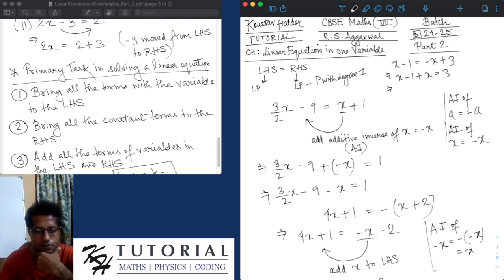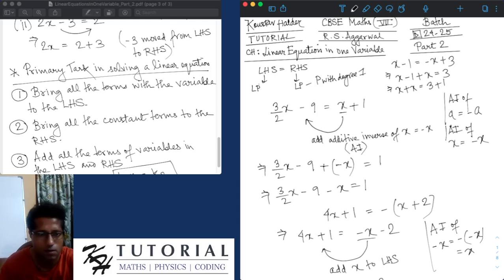Next, it says bring all the constant terms to the RHS. Either one or both sides will have some constant terms. You bring all the constant terms to the right hand side. So in this example, I will move the constant term minus 1 from the LHS to the RHS, and I will get x plus x equals 3 plus 1, since while moving it to the RHS its sign will change.